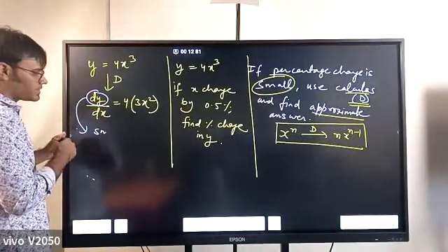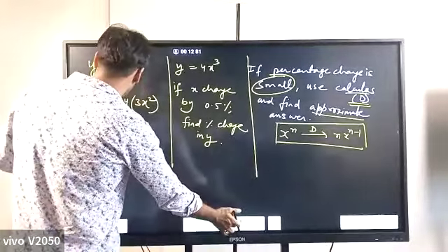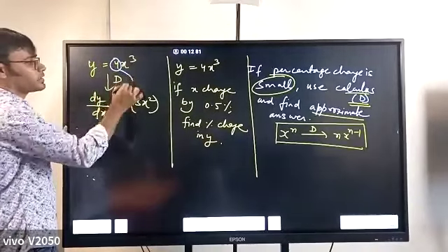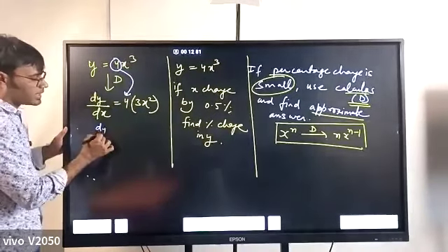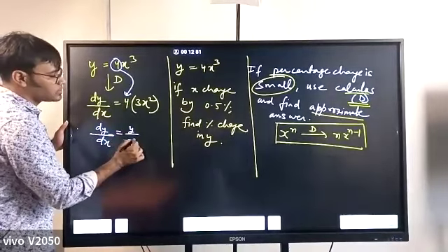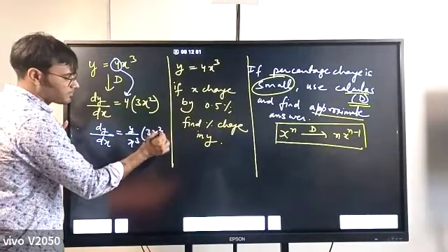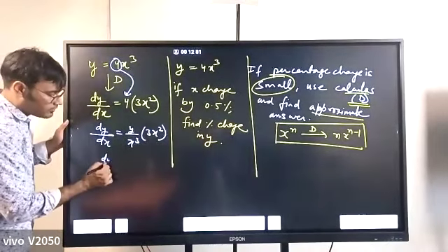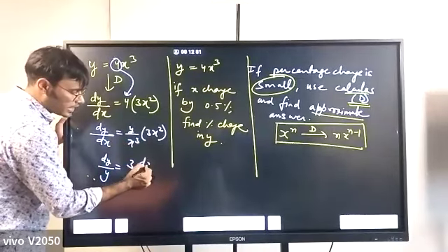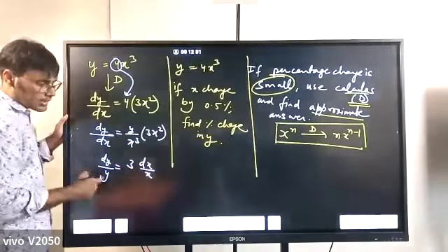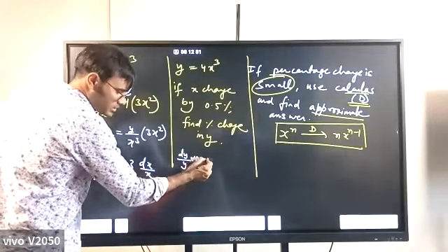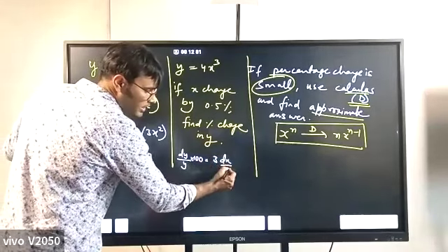Or let me write percentage change, because we are dealing with percentage change. So what I do, I will put the value of 4 here. So dy by dx is equal to, what is 4? y by x cube, and this is 3x square. So dy by y is equal to 3 times dx by x. Now I can multiply 100 on both sides. So dy by y into 100 is equal to 3 times dx by x into 100.